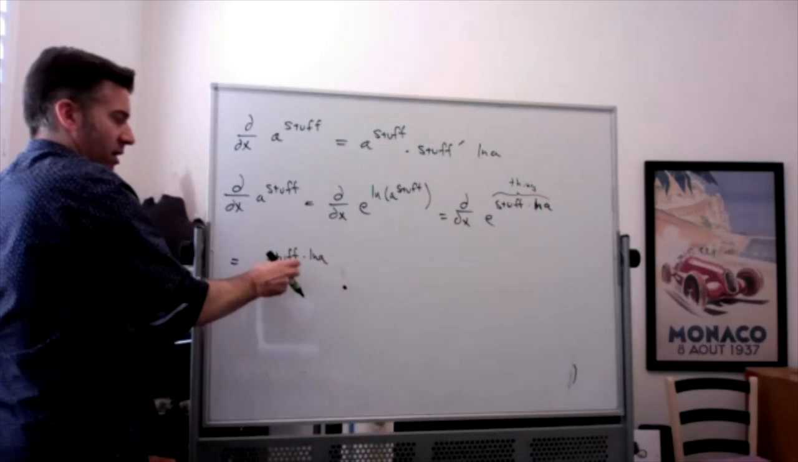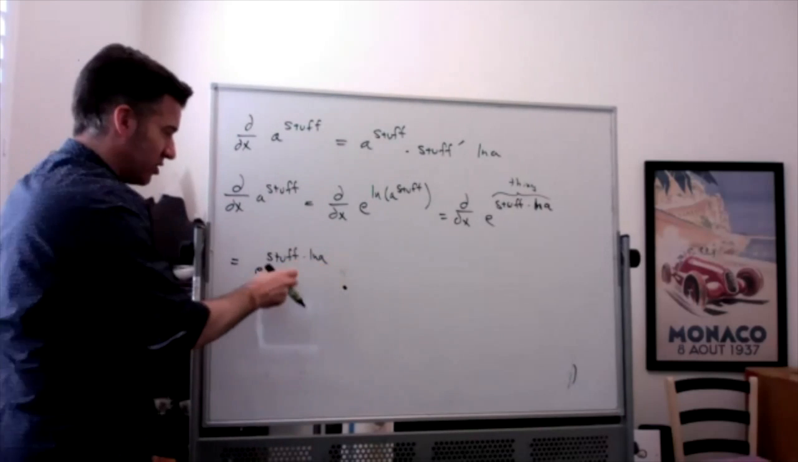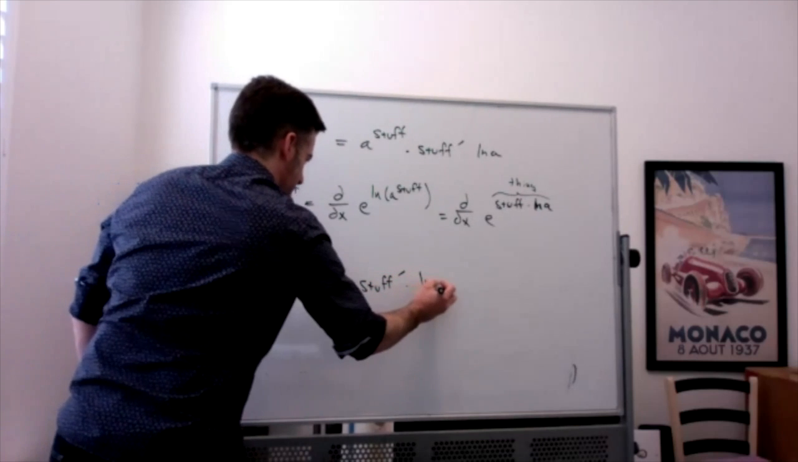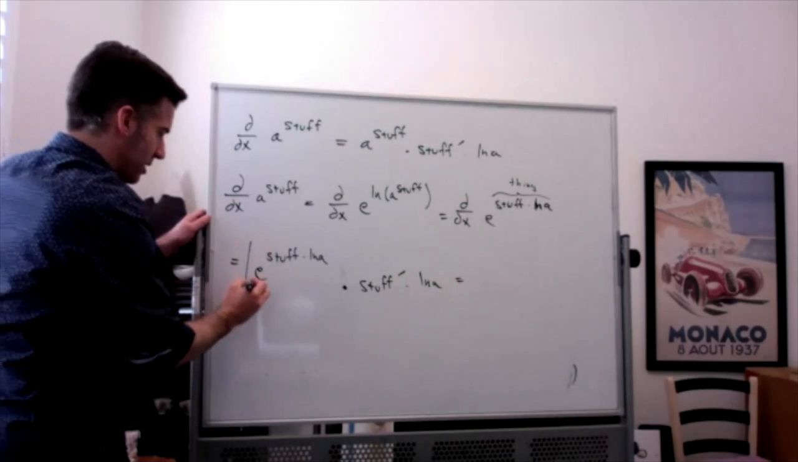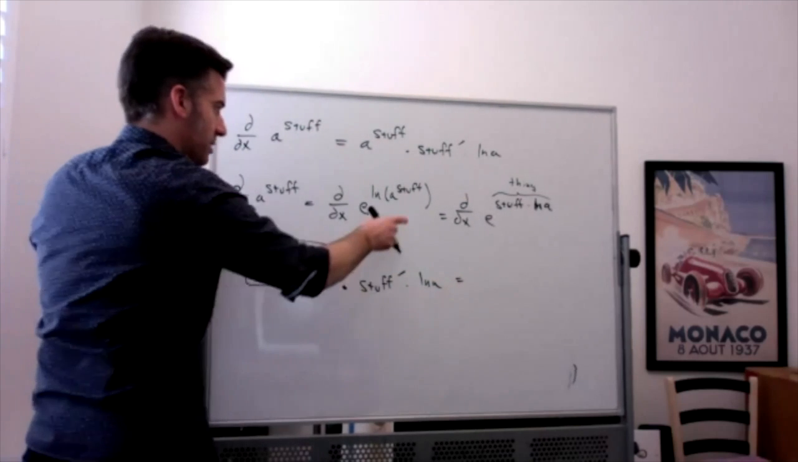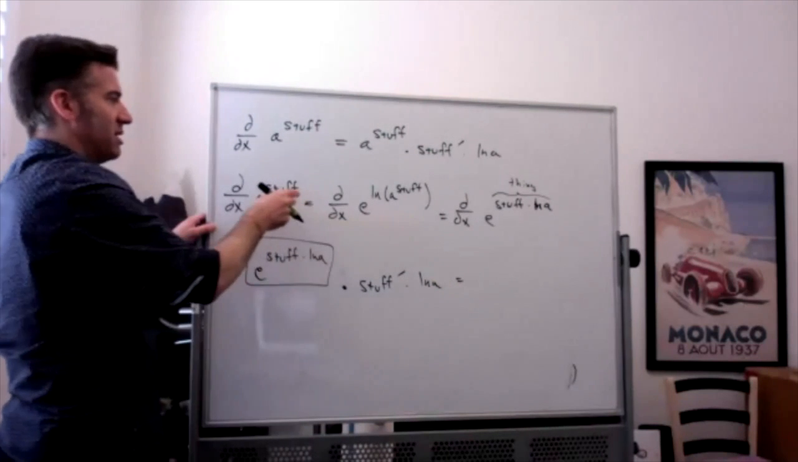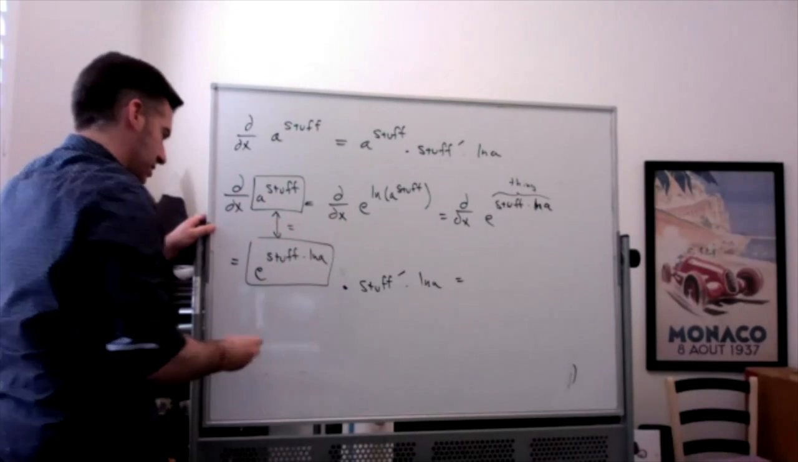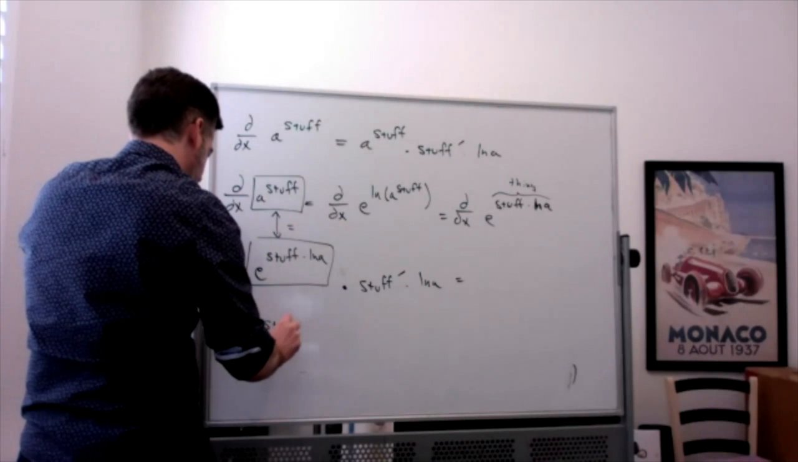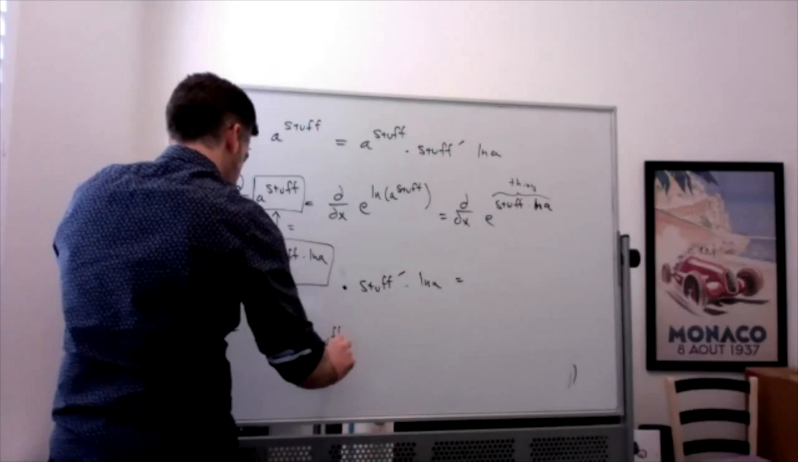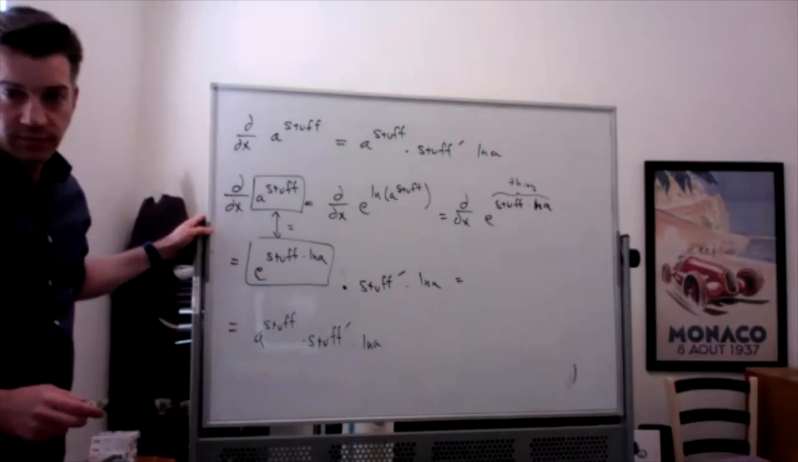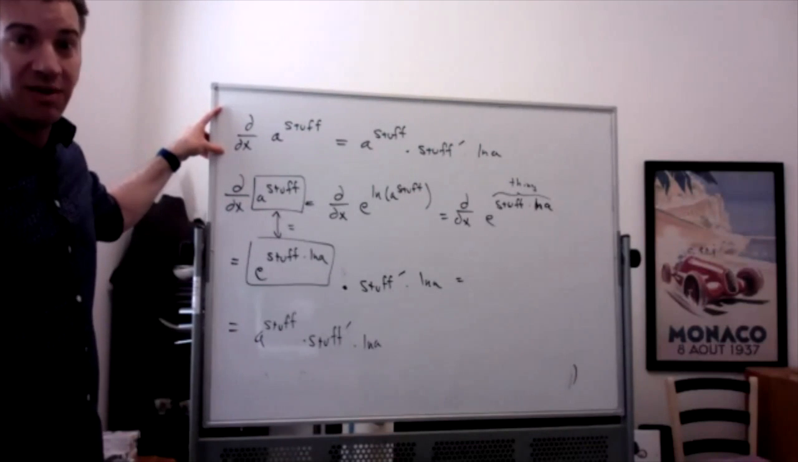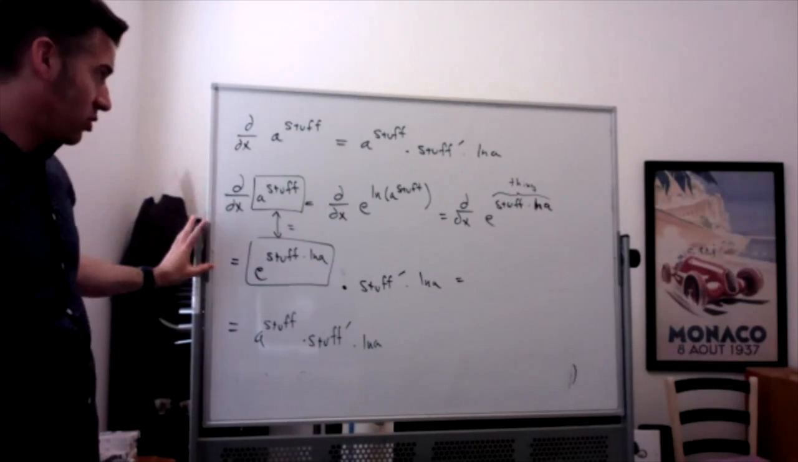But the derivative of a function times a constant is just the derivative of that function times that constant. Then e to the stuff times the natural log of a is really the same as e to the natural log of a to the stuff, which is really the same as a to the stuff. So this is really equal to a to the stuff times the derivative of the stuff times the natural log of a. You can either memorize it, but if someone wanted you to show more work, this is work you could show.